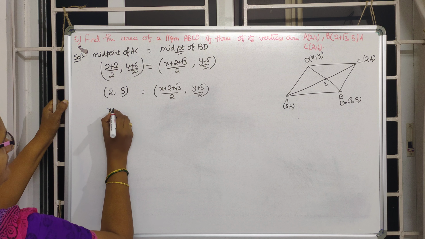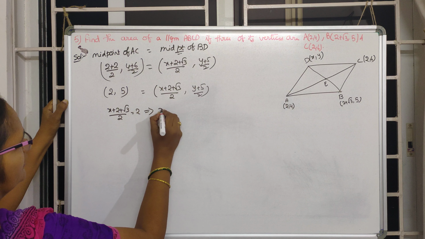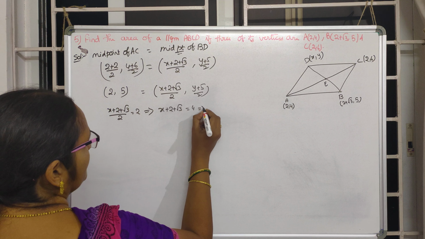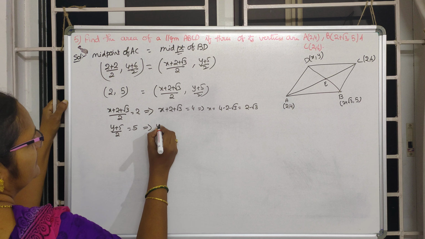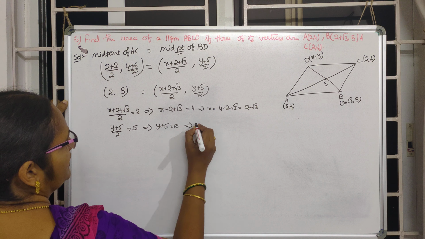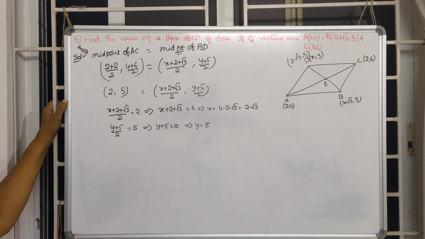On comparing, (x plus 2 plus root 3)/2 equal to 2. From this, what do we get? x plus 2 plus root 3 equal to 4. From this, x is equal to 4 minus 2 minus root 3. This is 2 minus root 3, the x value. Then (y plus 5)/2 equal to 5. That means y plus 5 equal to 10, which implies y equal to 10 minus 5, which is 5. Therefore, D coordinates are (2 minus root 3, 5).